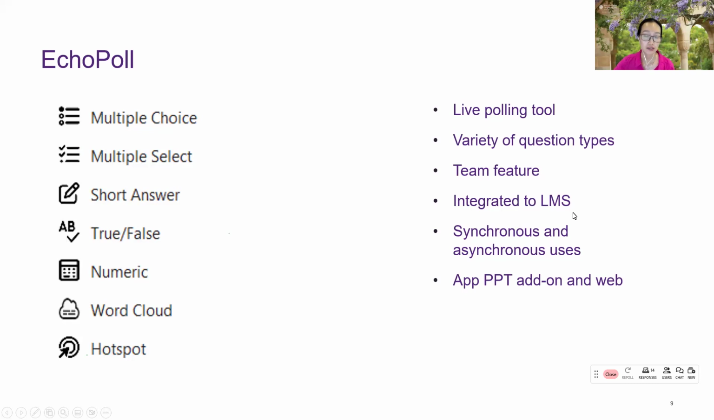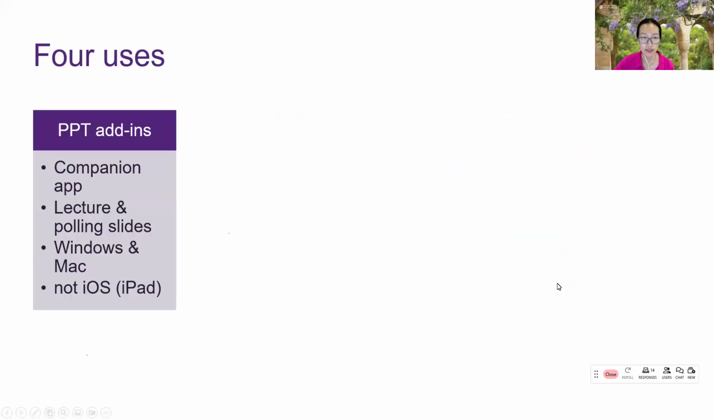And actually, the integration at the moment only allows the single sign-on for the academics, but not fully integrated to the Grade Center. And one of the reasons is that we use EchoPoll as the polling tool in the class rather than an assessment tool at the moment. And it has both synchronous and asynchronous uses. Let me show you a bit more in the next slide.